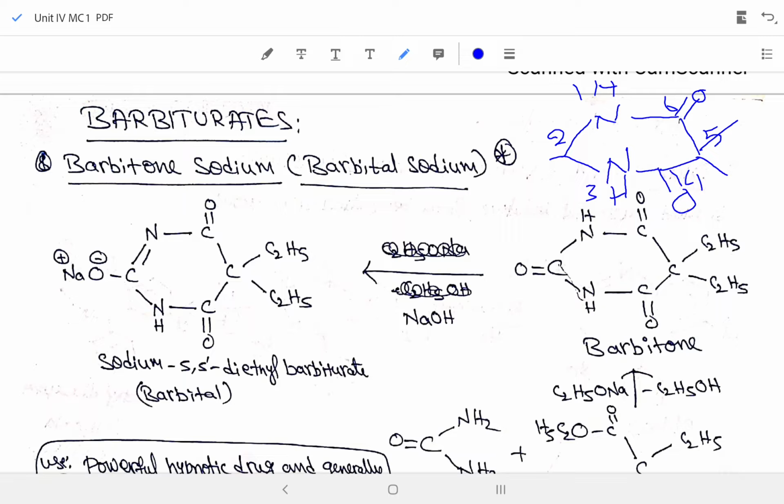If we number it 1, 2, 3, 4, 5, 6, at the first and third positions there are nitrogens, and at the fourth and sixth positions there are C double bond O. Then the fifth position is usually attached to alkyl substituents. Let us designate R1 and R2 as alkyl side chains. Sometimes the second position will also be modified. So this is the barbituric acid structure.